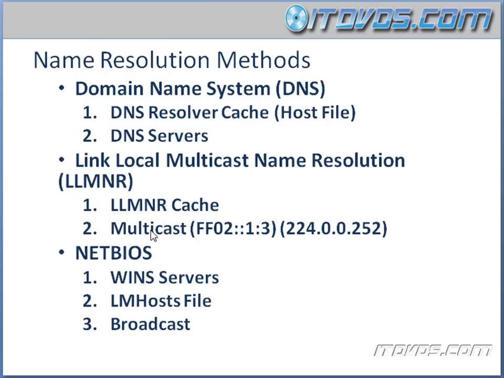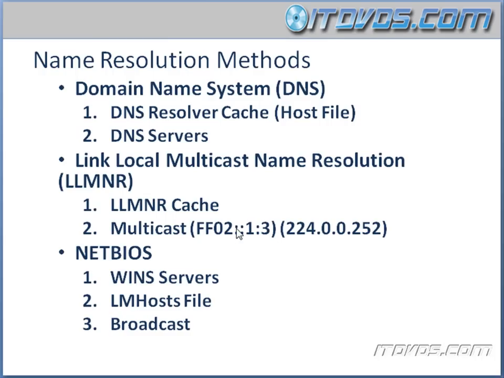If not, it's going to try multicast. Multicast is basically multiple computers listening on the same IP address, and that's how it's going to talk to multiple computers. The multicast IP address for IP version 6 is FF02::1:3. So it is a special address, and multicasts have special IP ranges that they use. For IP version 4, it uses 224.0.0.252. So it's basically going to send out an LLMNR query to this multicast address, IP version 6 specifically.